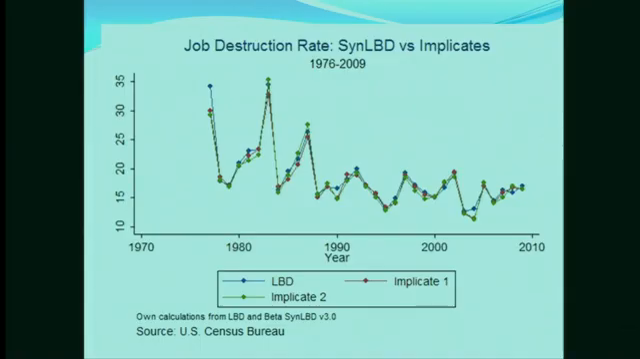Yeah, Sophie? What's an implicate? Oh, sorry. An implicate is where we repeat the process of generating synthetic data two times. Okay, so it's two. So each implicate is a separate synthetic data set.